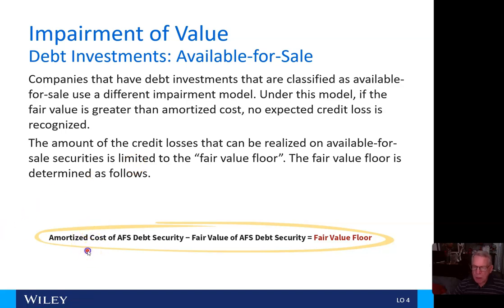We're going to take the amortized cost of the AFS debt security and take away the fair value of the AFS debt security. Okay, and that will give us a fair value floor. This AFS, of course, stands for available for sale debt security.